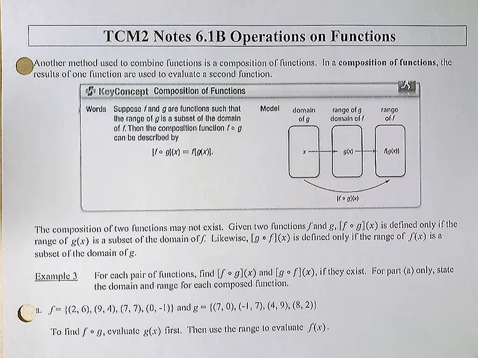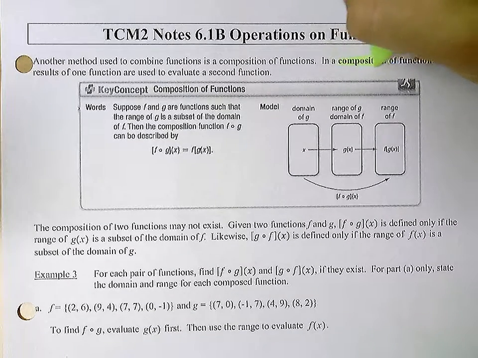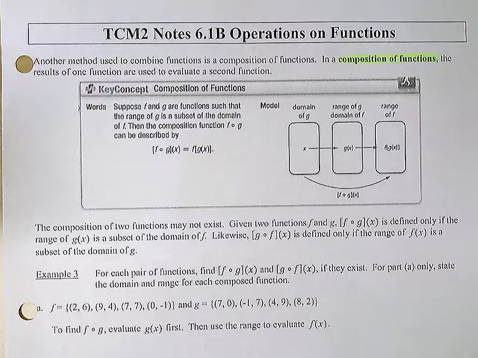Operations on functions. Now we're going to do this combination of two functions. Another method used to combine functions is a composition of functions. Okay, so we have a composition of functions. In a composition of functions, the results of one function are used to evaluate a second one.